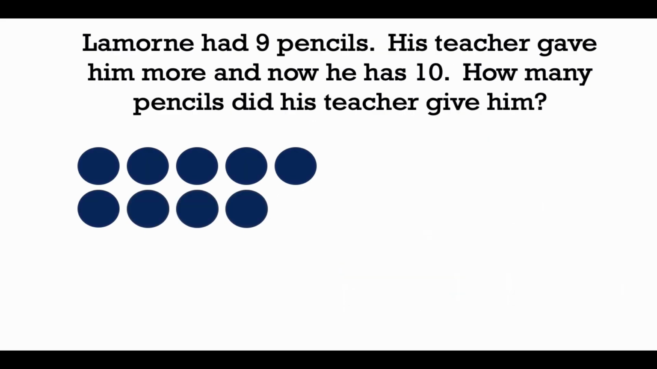Okay, friends, I'm going to read this word problem, and then we're going to get our picture set up first before we keep working. All right, so it says Lamorne had 9 pencils. His teacher gave him more, and now he has 10. How many pencils did his teacher give him? All right, so they drew a beautiful model for us of 9 pencils to show what Lamorne started with. So I want you to go ahead on your dry erase board or your notebook. I want you to draw 9 pencils just like that, making our beautiful 5 groups.